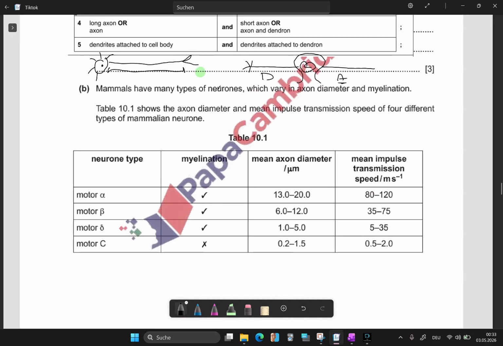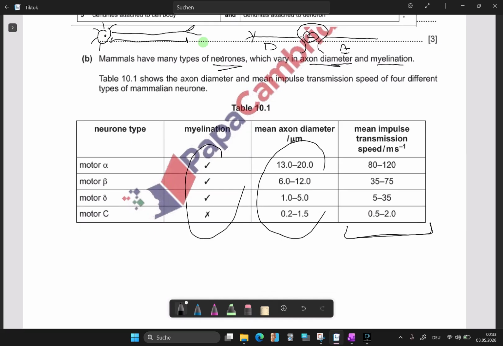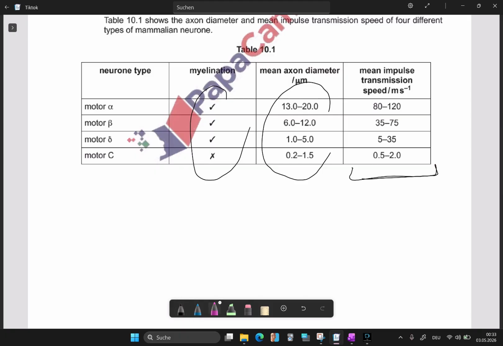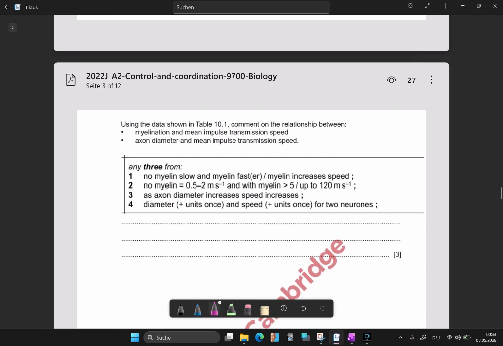Now here it says that mammals have many types of neurons which vary in axon diameter and myelination. So here we have the myelination and we have the diameter and accordingly the speed. Something you're supposed to know is the bigger the diameter, the more the speed. This is kind of like electricity: the more the radius, the more the speed. So here, using the data shown in the table, comment on the relationship between myelination and mean impulse speed, and axon diameter and mean impulse speed.